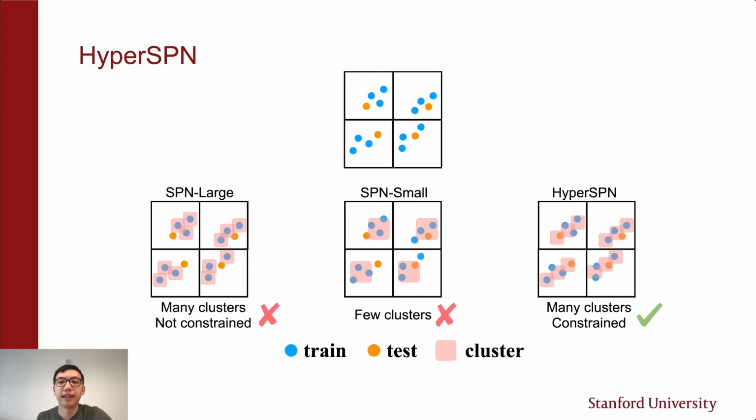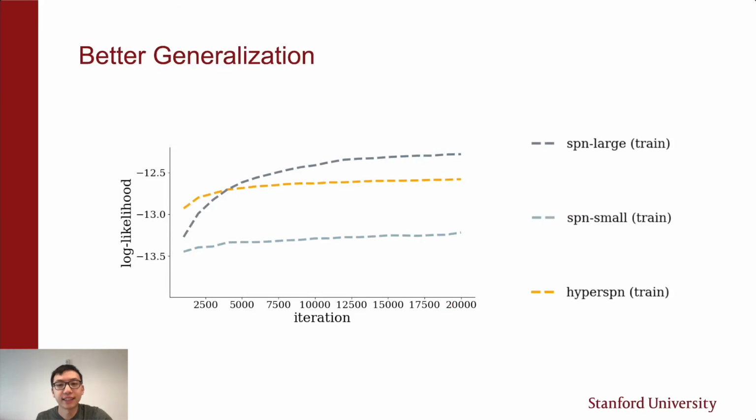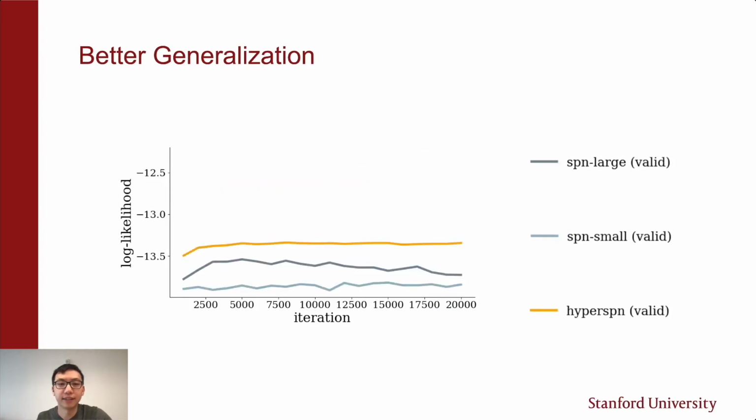overfit on the data. We can see this in action by looking at training curves as well, where these dashed lines show the performance on the training data. We see that the large SPN is able to fit the training data the best. But when we consider the validation data, we see that the large SPN has shown some signs of overfitting, and instead the HyperSPN shows the best generalization performance.